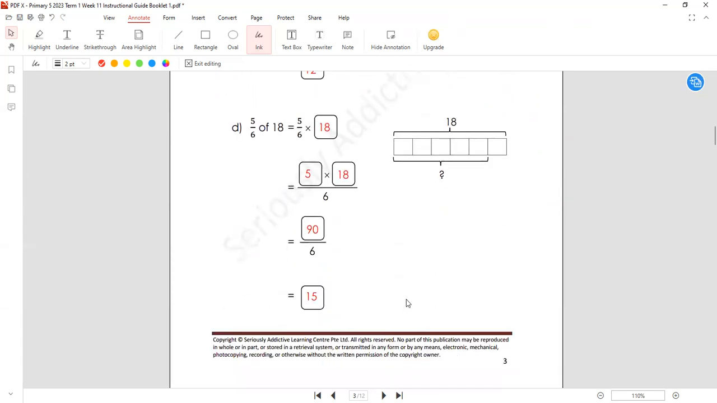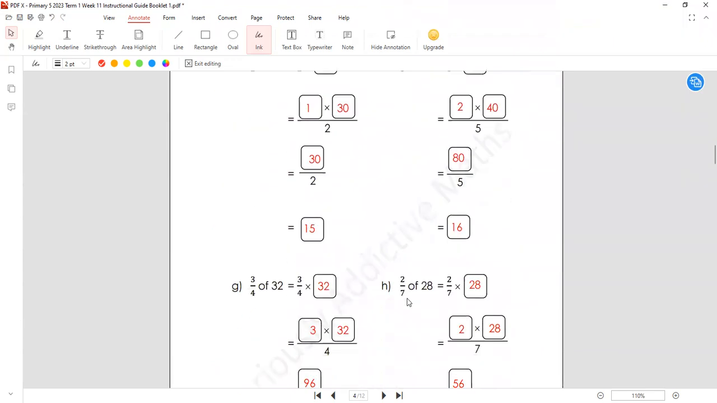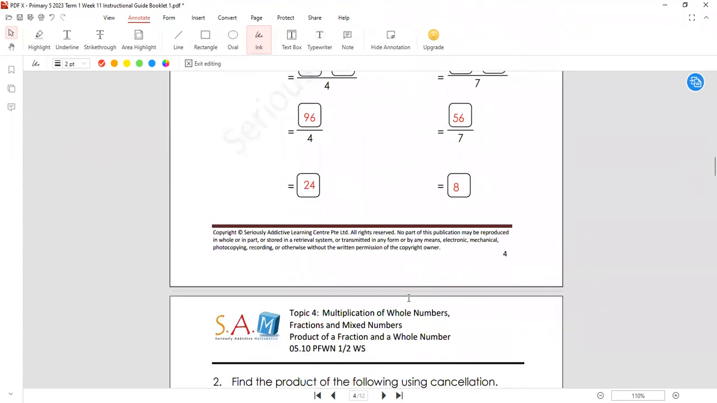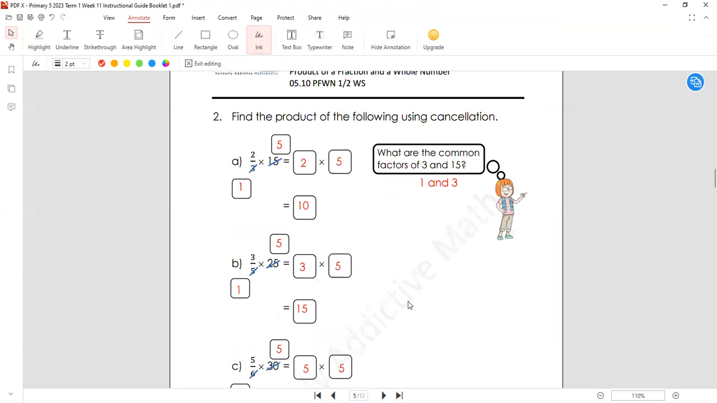Now, if you think they are clear with that already, then we should move on to the next one, which requires them to do cancellation, to simplify. So instead of multiplying 2 times 15 equals 30, they can actually simplify first. For example, 2 out of 3 times 15. Let me draw a line here so that it's quite easy to see as well. So 2 out of 3 times 15.